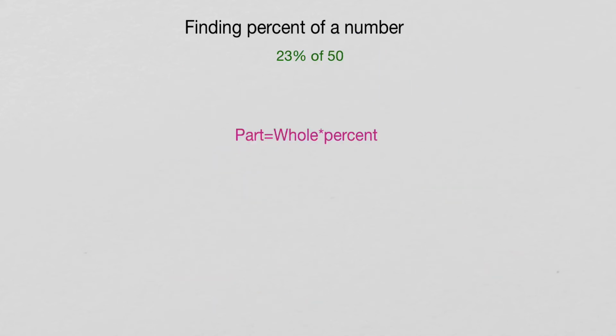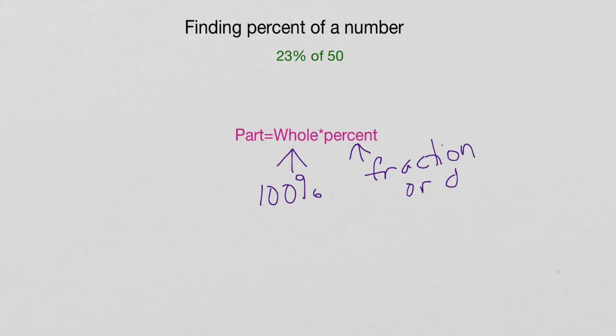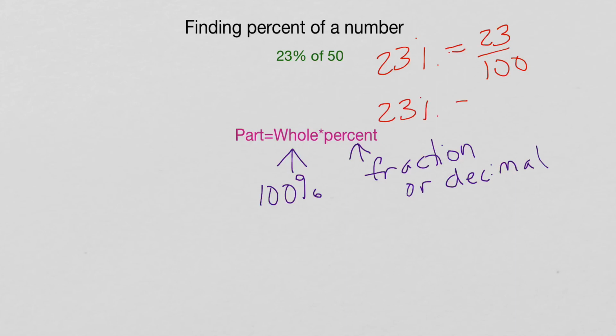We can also solve using the percent equation, part equals whole times percent. Remember that whole is going to be equal to your 100%. Percent is going to be written as a fraction or a decimal. 23%, as a fraction, is 23 hundredths. 23% as a decimal is also 23 hundredths.